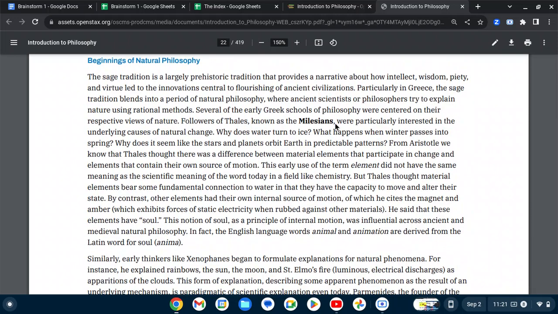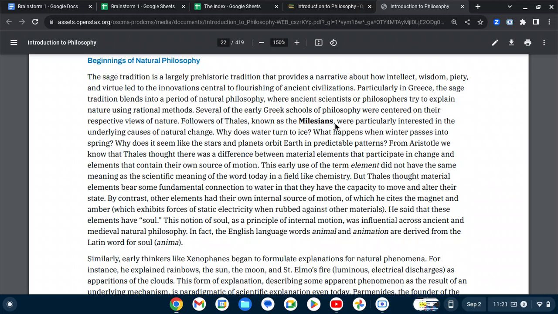Beginnings of natural philosophy. The sage tradition is a largely prehistoric tradition that provides a narrative about how intellect, wisdom, piety, and virtue led to the innovations central to flourishing of ancient civilizations. Particularly in Greece, the sage tradition blends into a period of natural philosophy where ancient scientists or philosophers try to explain nature using rational methods. Several of the early Greek schools of philosophy were centered on their respective views of nature.